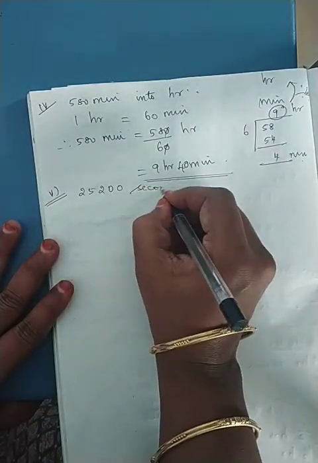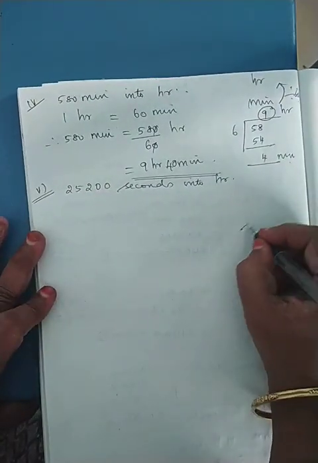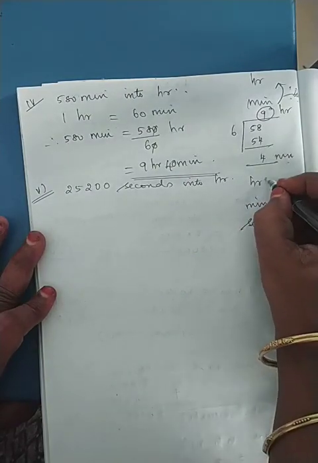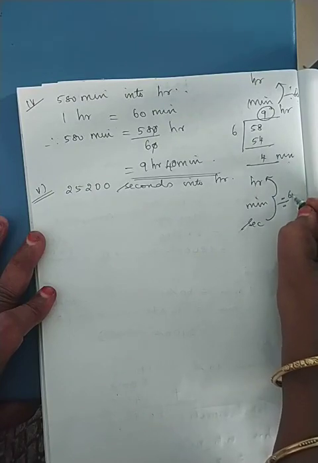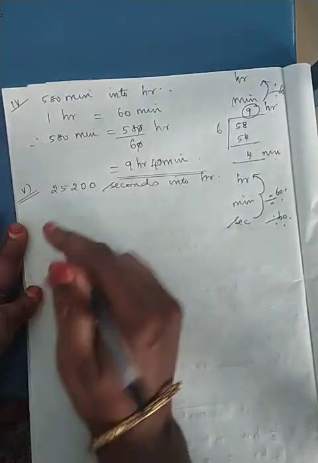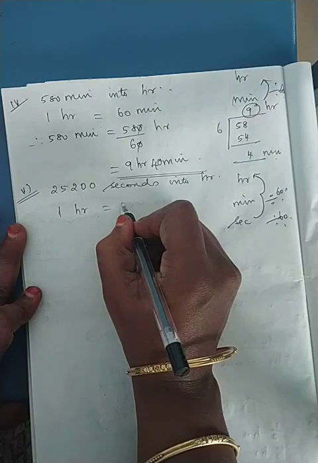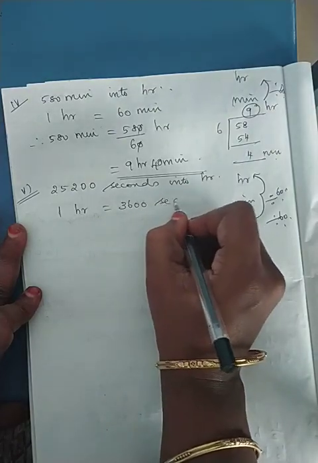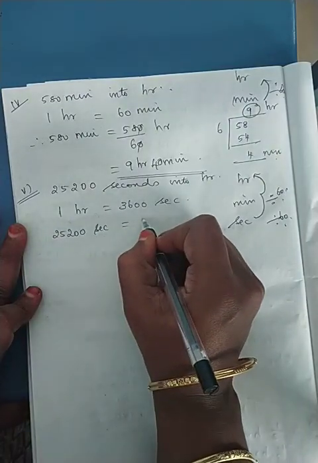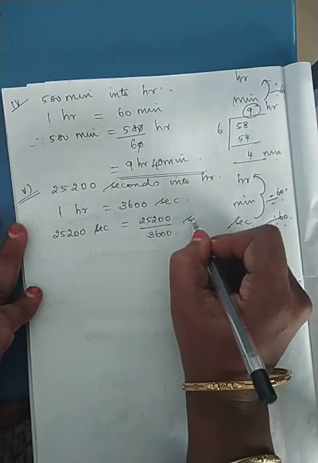25200 seconds into hours. So seconds to hours. Seconds, minute, hour. So I am going to jump 2 times. So it will be divided by 60. And again that will be divided by 60. 2 times I have to divide. So I can write 1 hour is equal to 60 into 60, 3600 seconds. So this seconds will be equal to 25200 divided by 3600 hours.